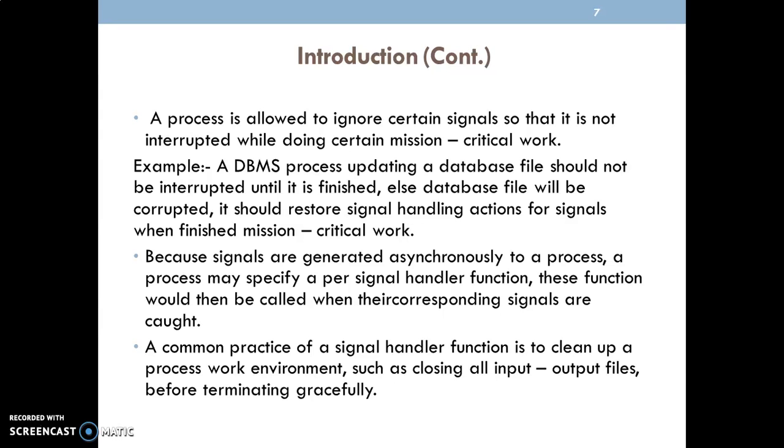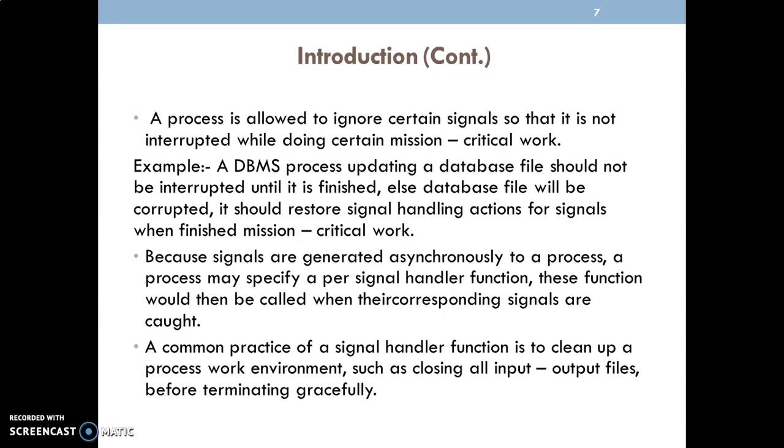So that means, one example I will try today. Assume that in a banking database backend, one process is updating the transactions of all customers on that day. During that time, if I send any signal to that process, the process just ignores the signal because it is doing a critical work. Otherwise, if it reacts to the signal, then the database will crash.